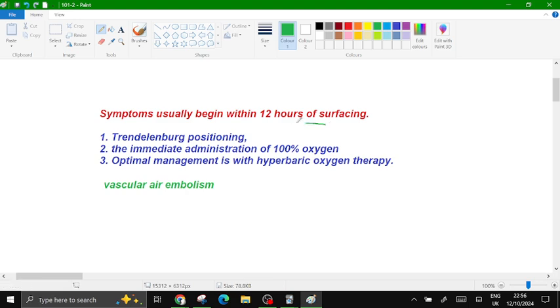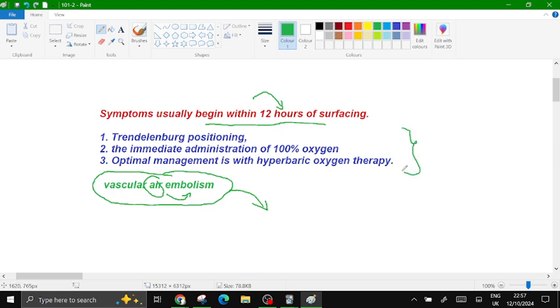The first thing is that symptoms of this disease begin within 12 hours of surfacing. And the second important one, which usually is asked in the question, is the pathogenesis of this disease, which is vascular air embolism. We will explain how air will make an embolus. And the third one is the treatment. How do you treat such patients?